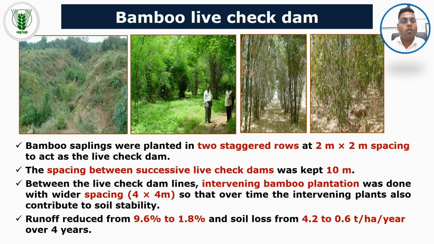Over the 4 years, runoff reduced from 9.6% to 1.8% and soil loss from 4.2 to just 0.6 ton per hectare per year. So we can say that this is an excellent example of eco-engineering using living material.